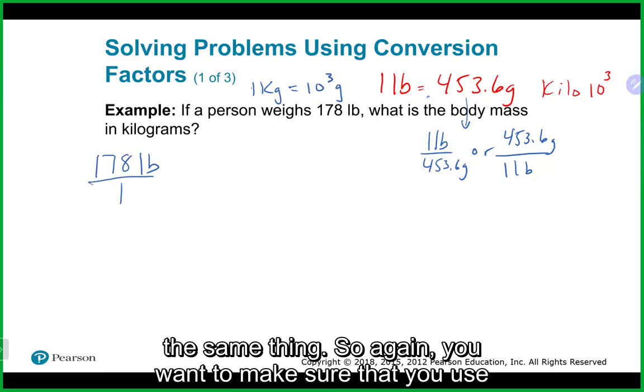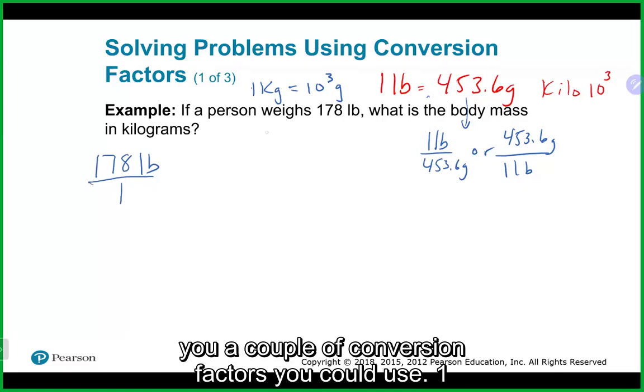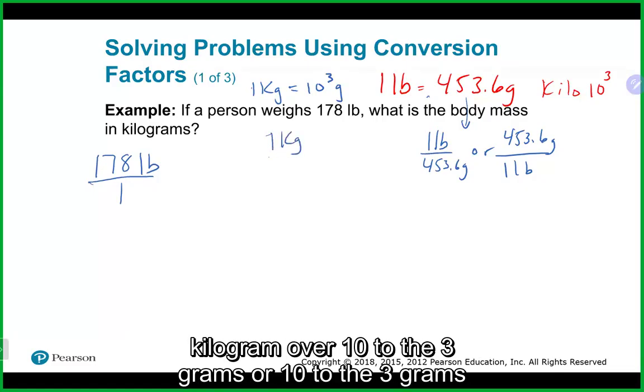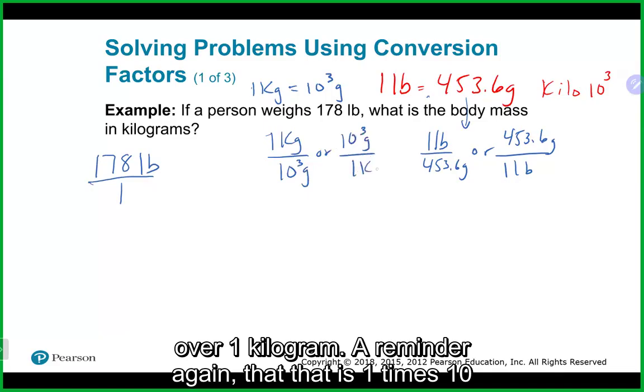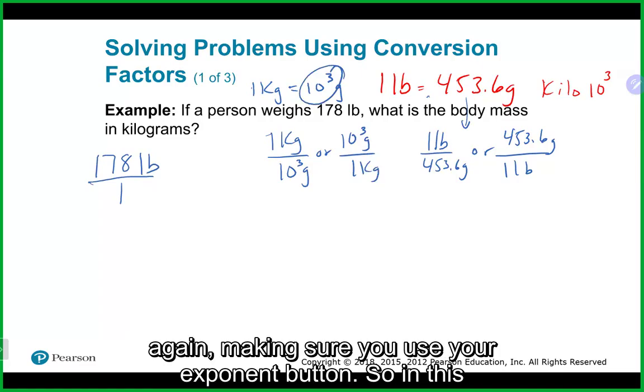So again, you want to make sure that you use that right, like we talked about the other day. That also gives you a couple of conversion factors you could use. 1 kilogram over 10 to the 3 grams, or 10 to the 3 grams over 1 kilogram. A reminder again that that is 1 times 10 to the 3. If you needed to punch that into your calculator, again, making sure you use your exponent button.